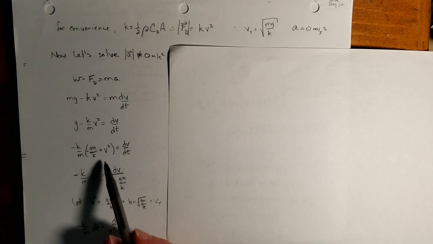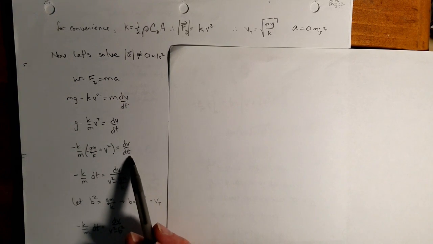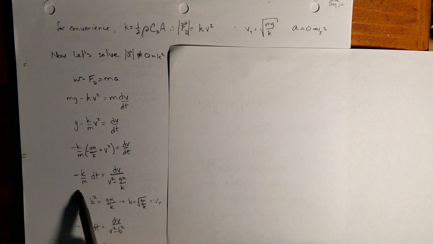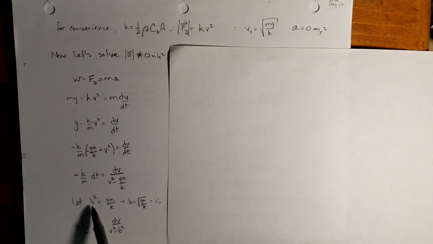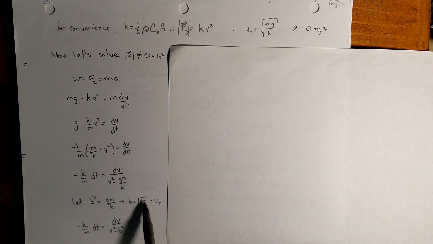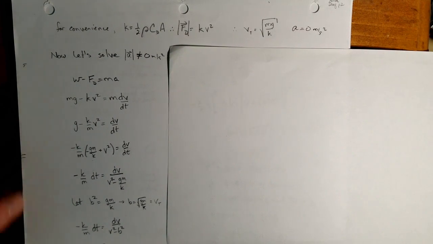And so if we then get the v squared terms on one side, or we get this over on the dv side and bring dt over, we get this. I'm now going to let b squared equal gm over k, and so b is equal to the square root of gm over k, which is just my terminal velocity. That's convenient. And so now we have negative k over m dt is equal to dv over v squared minus b squared. This is nothing particularly significant math-wise other than these are the steps that you go through.